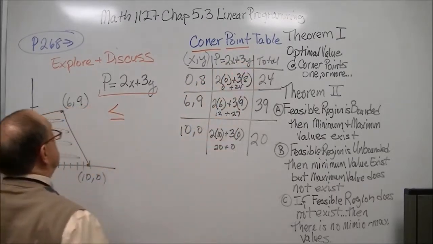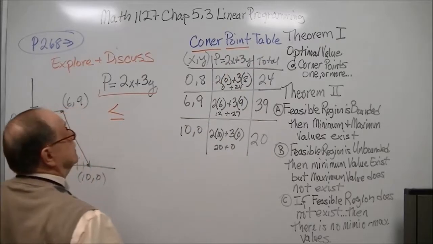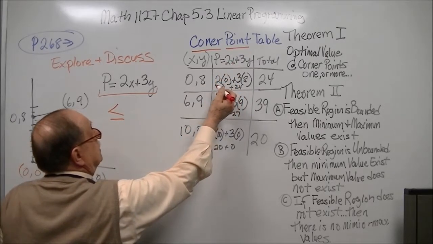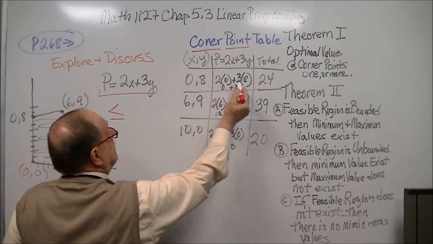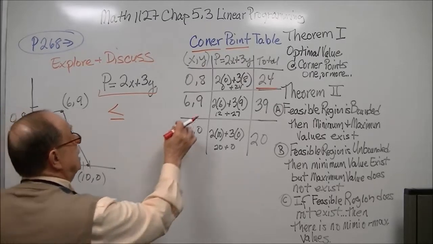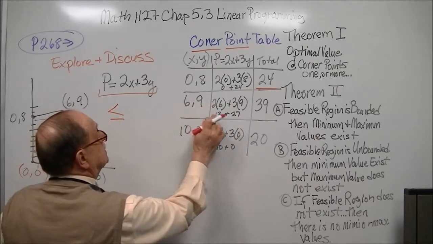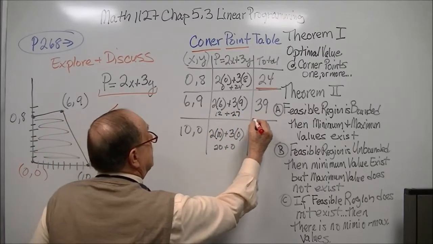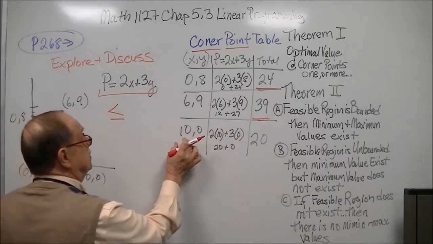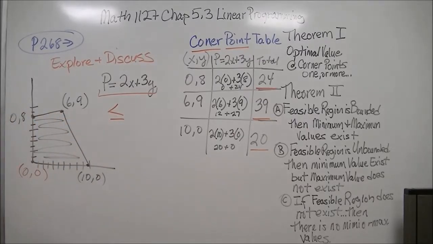It's 2x plus 3y. So we will substitute our x, y values into this equation. When we put a 0 for x, 2 times 0 is 0, 3 times 8 is 24, so our value is 24. Here we're going to put a 6 and a 9: 2 times 6 is 12, 3 times 9 is 27, that gives us a corner value of 39. And the same thing here. We put a 10 for the x, we get a 20. This is a 0. Our end result is 20.